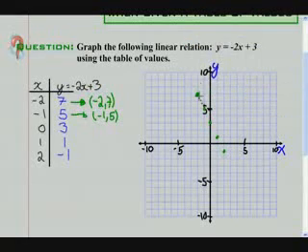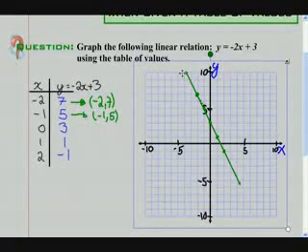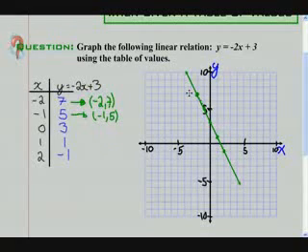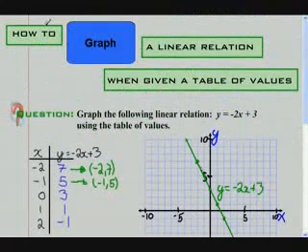We're going to make sure we put arrows on both ends. And we're going to create a line that passes through all the points. Now notice, we're not going to just stop at the end points. We're going to continue going because we know that this linear relation will continue on forever for bigger negative x values and for larger positive x values. Now what we always do once we finish graphing our line is we state the name of the line. It's y equals negative 2x plus 3. And there you have it. We have successfully graphed a linear relation given a table of values.